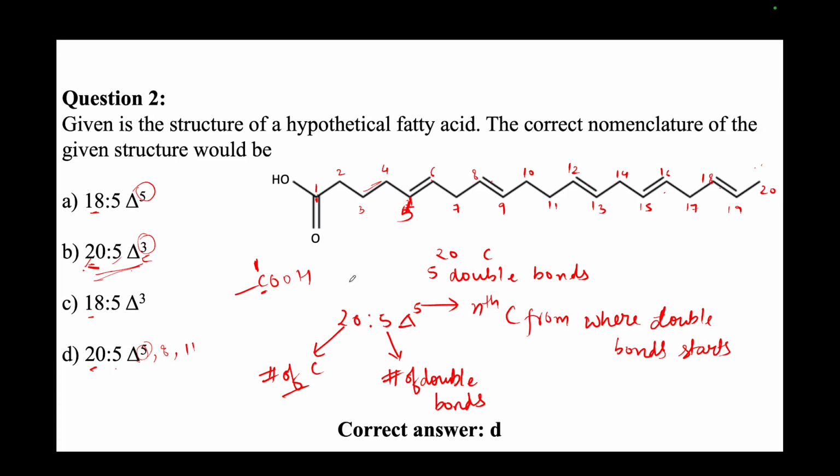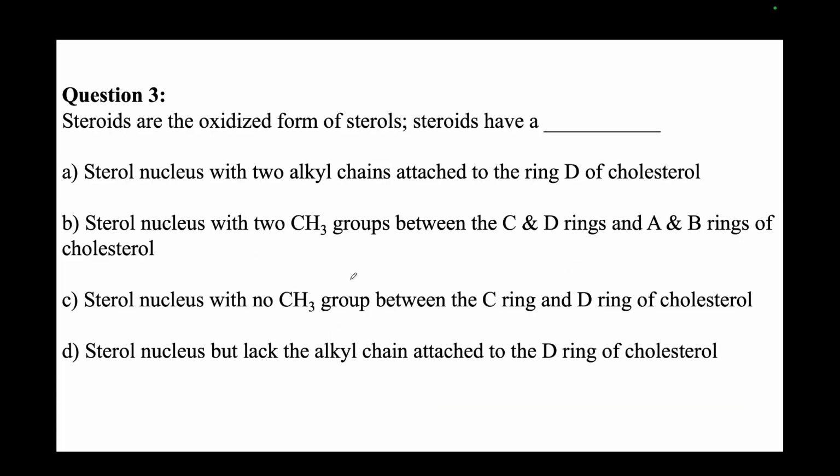Okay, so we will move to the next question now. Question number 3. Steroids are oxidized forms of sterols. Steroids have a dash. Option A, sterol nucleus with 2 alkyl chains attached to the ring D of cholesterol. Option B, sterol nucleus with 2 CH3 groups or methyl groups between the C and D rings and A and B rings of the cholesterol. Option C, sterol nucleus with no methyl group between C ring and D ring of the cholesterol. Option D, sterol nucleus but lack the alkyl chain attached to the D ring of cholesterol.